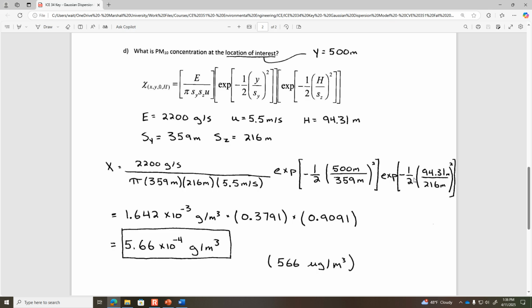Does anybody have questions about this illustration? All right. I think you should be good to go on the homework assignment with this example. But let's talk more about how air pollution is controlled.